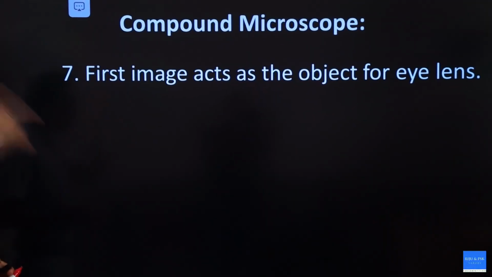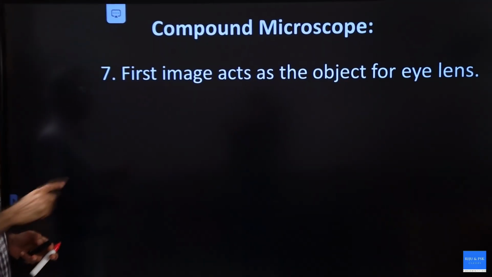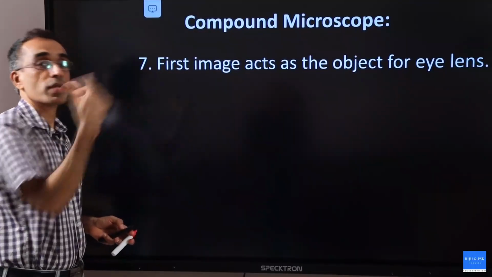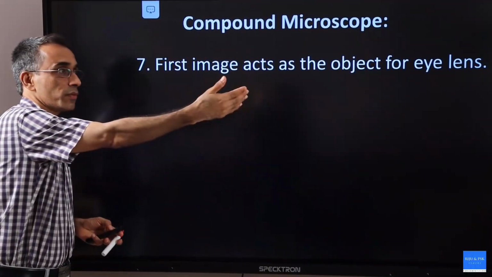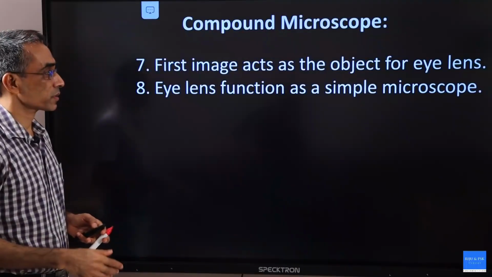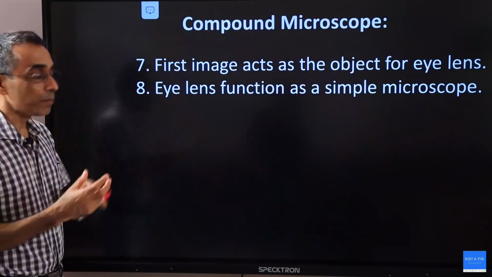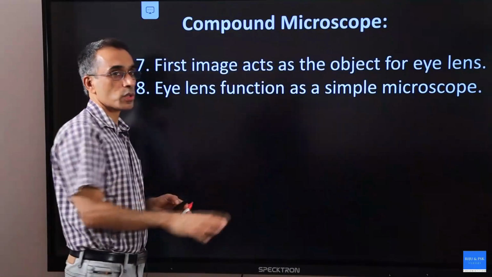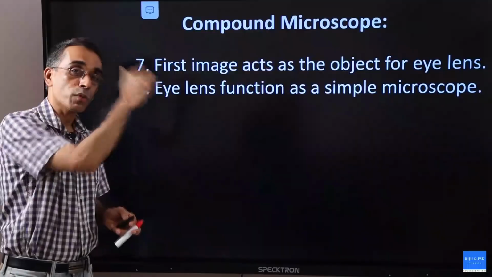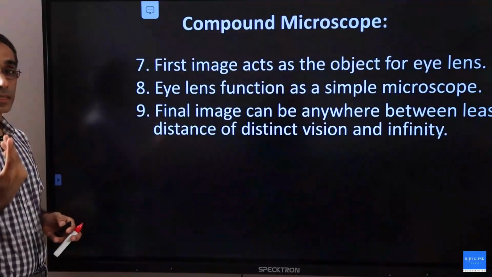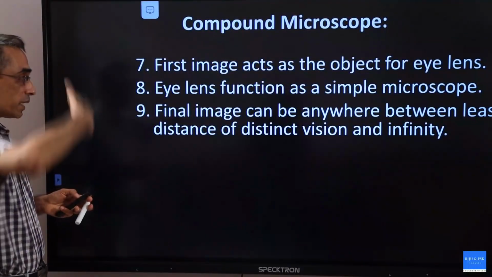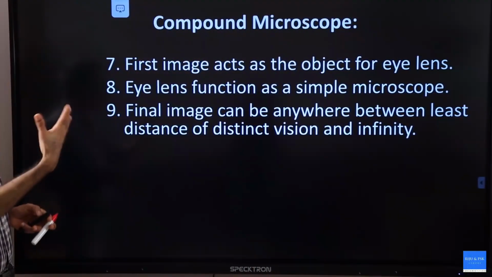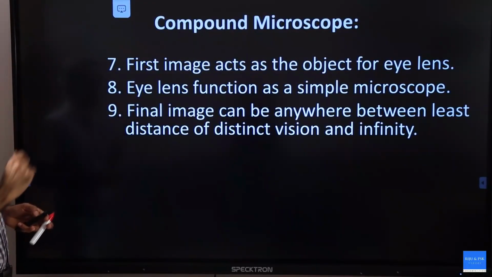Now what is the object for the eye lens? The first image produced by the objective is the object for the eye lens. For the eyepiece, the objective's image is the object. The eyepiece acts like a simple microscope, and for a simple microscope you can apply all the theory that we studied about a simple microscope. The final image can be anywhere between d and infinity, but we study only this end and that end: d for the largest size, infinity for relaxed vision.